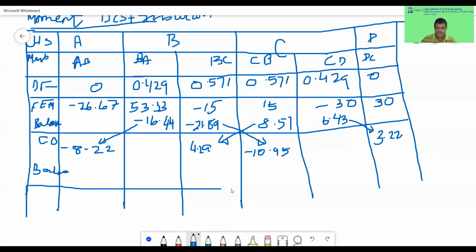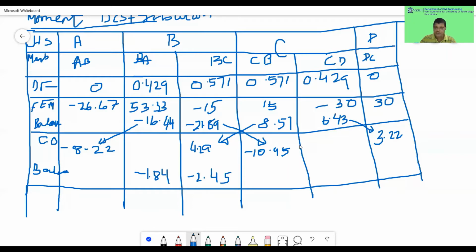Now onto the balancing. What will happen now? At joint B the net moment is plus 4.29. So you have to apply minus 4.29. Minus 4.29 into 0.429 will come as minus 1.8, and here it will come as minus 2.45.